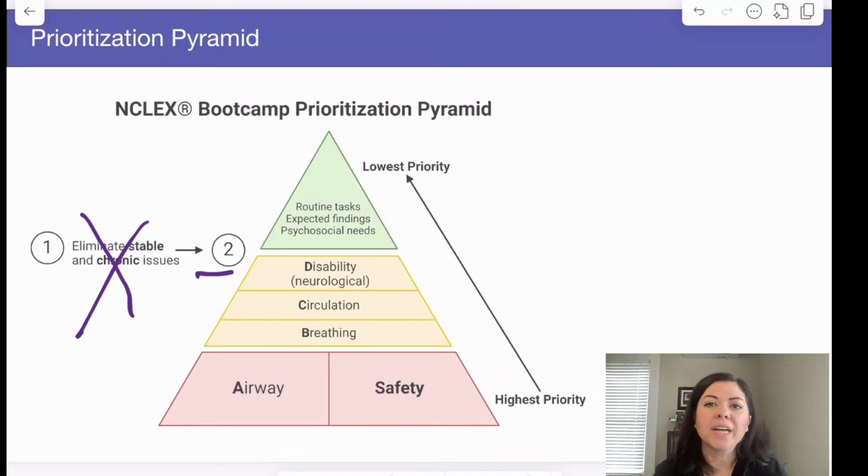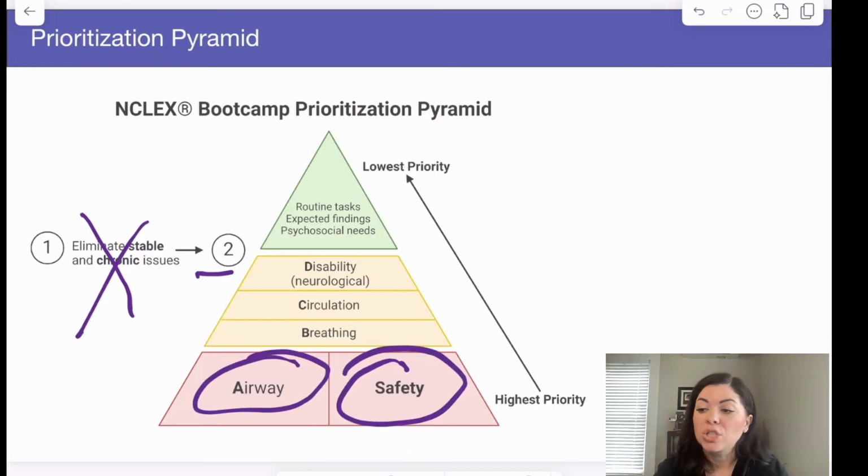And it's going to help guide us to figure out what is truly the highest priority client, or the most sick client. So starting at the bottom of our pyramid, we have airway and safety issues. Airway issues might be stridor, maybe that client has inflammation of the airway, which we know is a huge concern. Or maybe they have a safety issue, maybe suicidal ideations with a plan. It's something that if we don't intervene right now, there is an immediate life-threatening risk to that client.